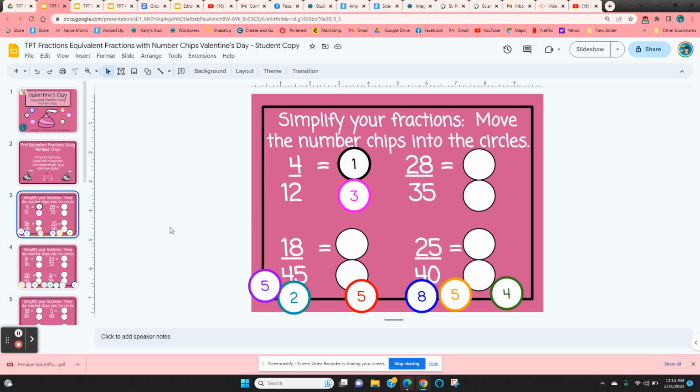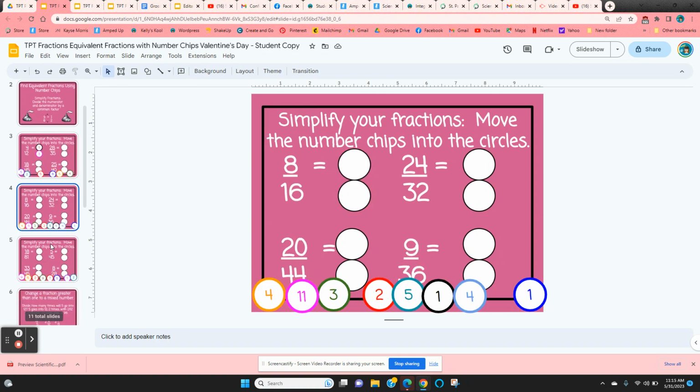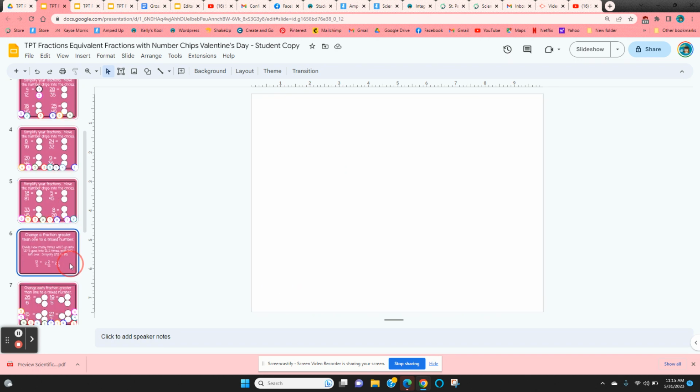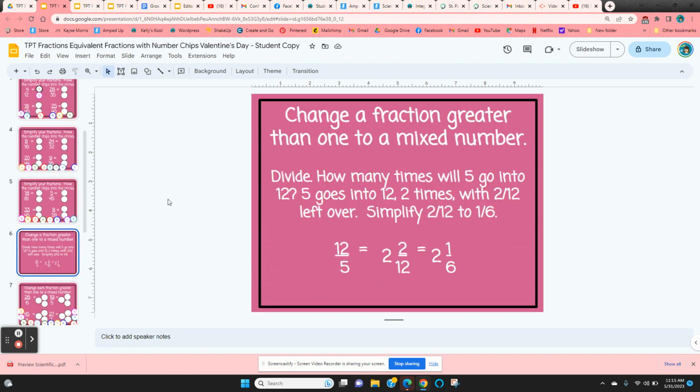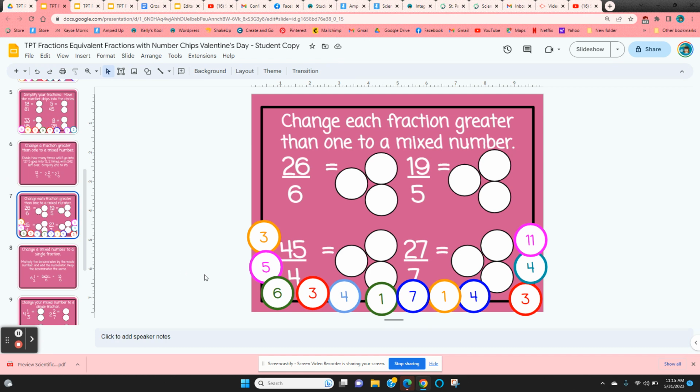So they're going to be simplifying those. The next 2 slides are all simplifying fractions. When we get to slide 6, it shows them how to change a fraction greater than 1 to a mixed number. And they're going to be doing that with number chips on slide 7.